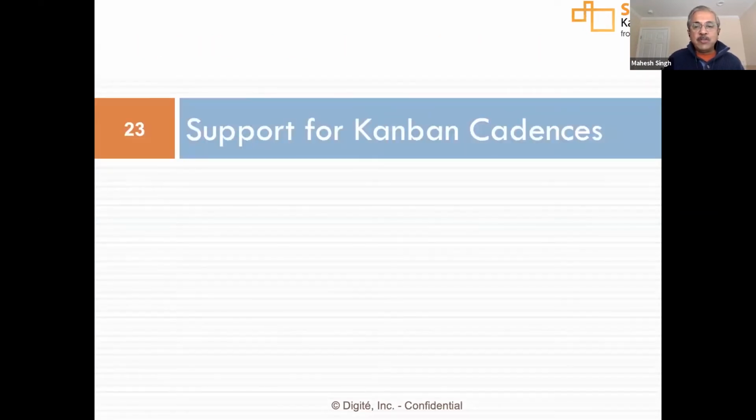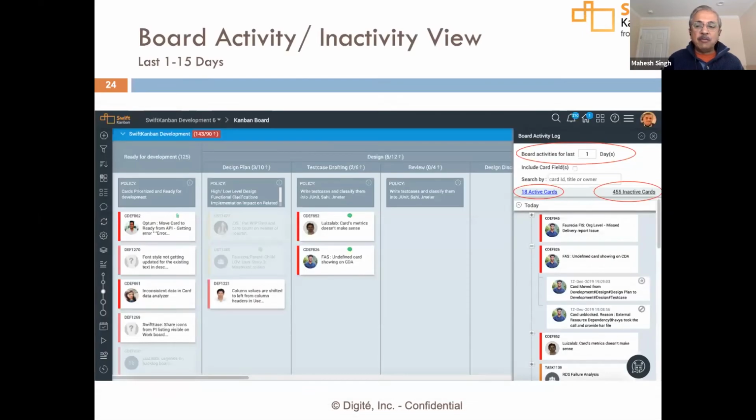We provide specific support for Kanban cadences, and one of them is that we have something called a daily activity view that lets you automatically show what changed over the last 24 hours. So in a daily stand-up, you can easily focus on things that might need attention, and you can discuss and drill down, as you can see on the right-hand side, on specific cards to see what might have changed in those cards.